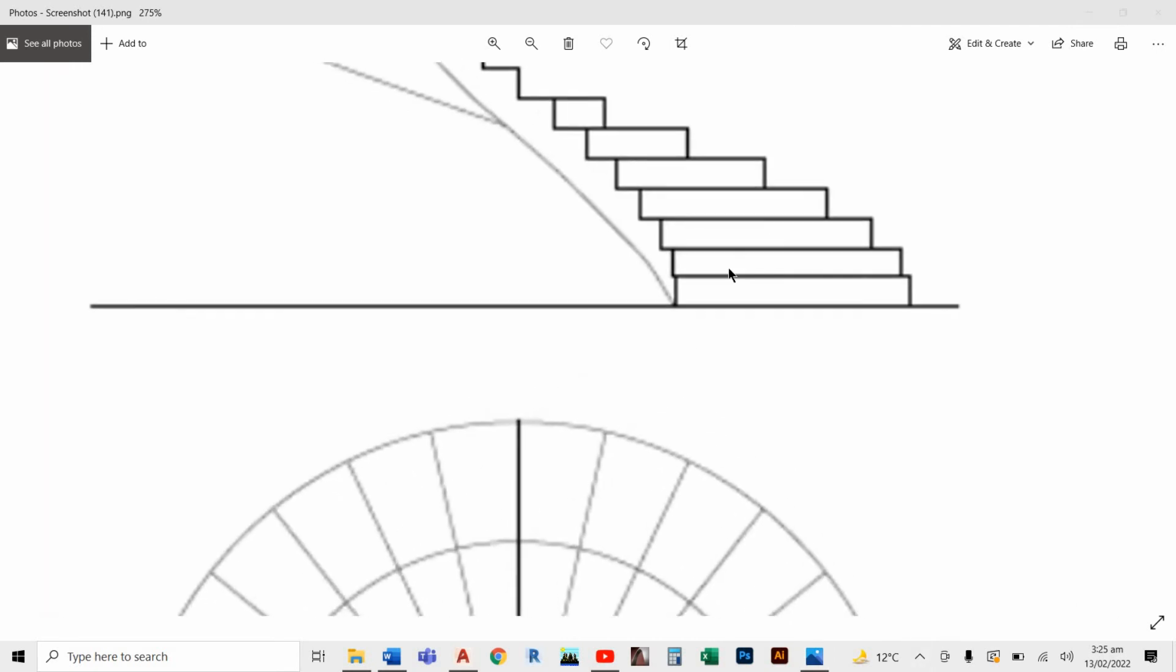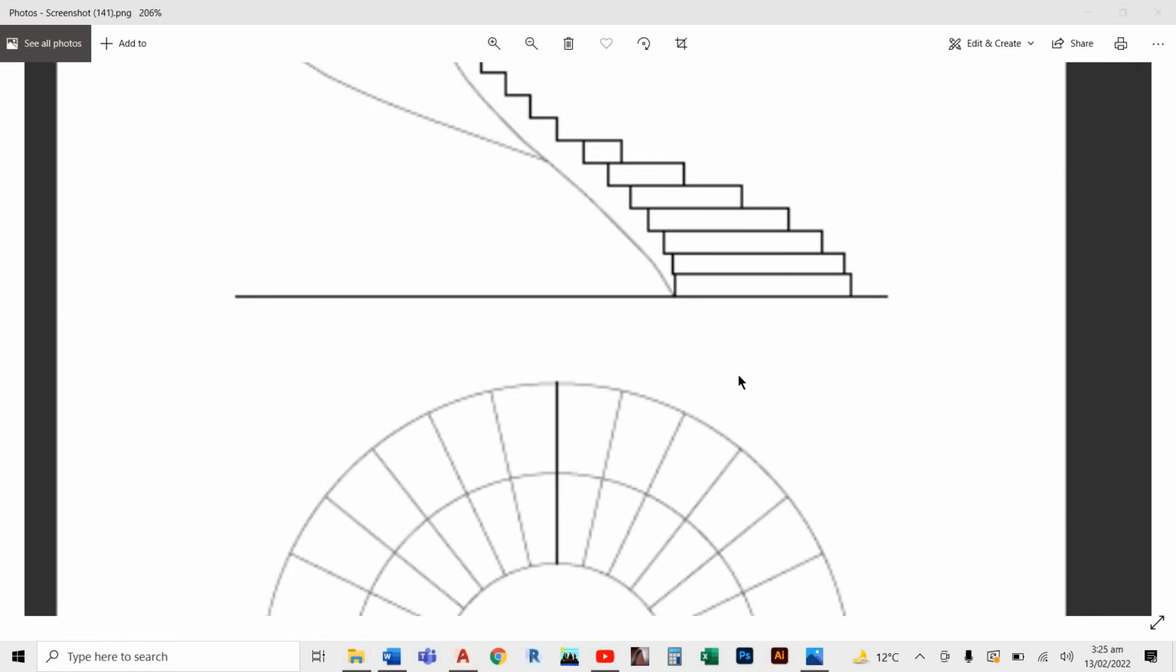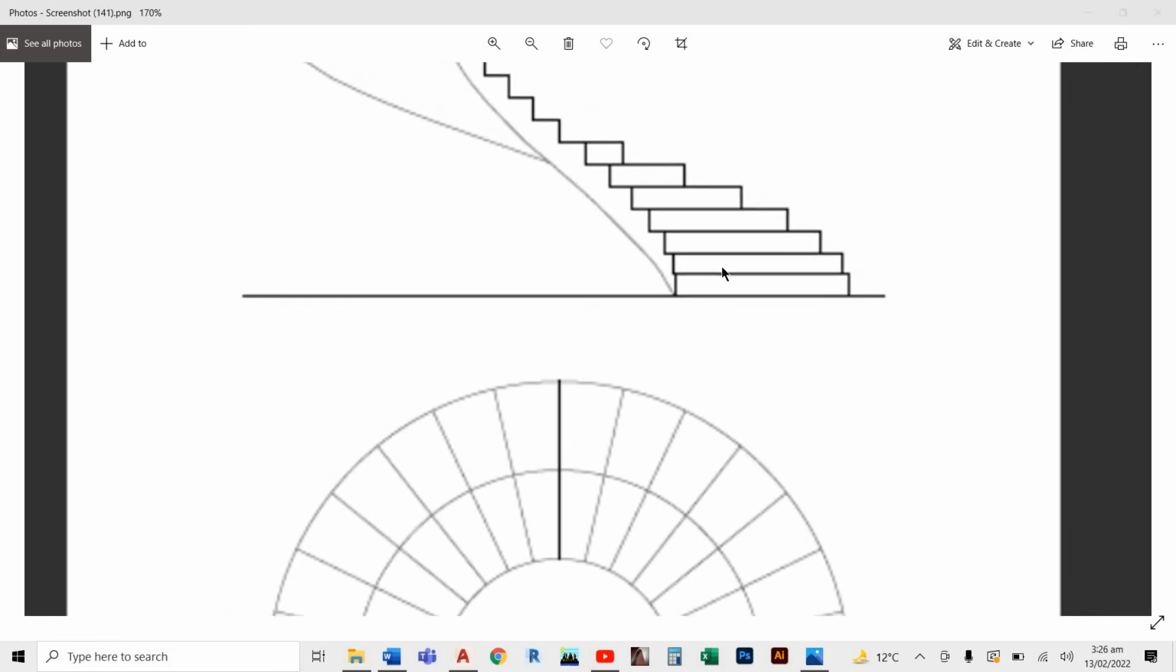It means this must be 15 centimeters in a residential building, and it will differ in hospitals and different places. But in residential, this height must be 15 centimeters. And this, how much is this? It means the level where you put your footing must be 30 centimeters. Okay, so you know what a riser is and what a run is.